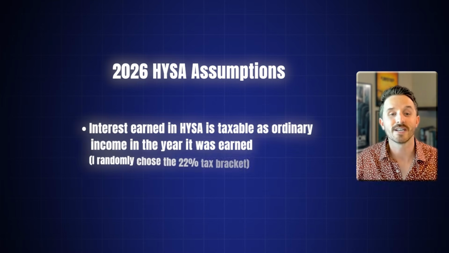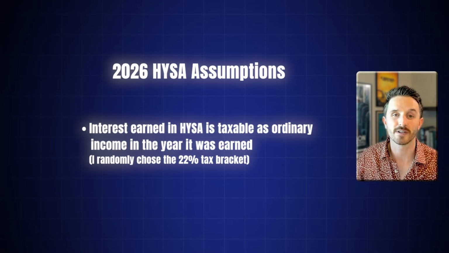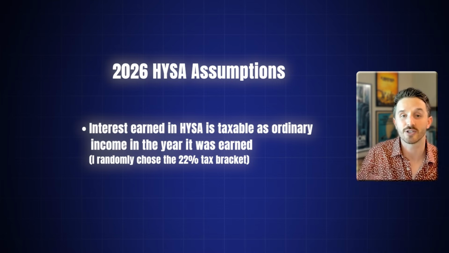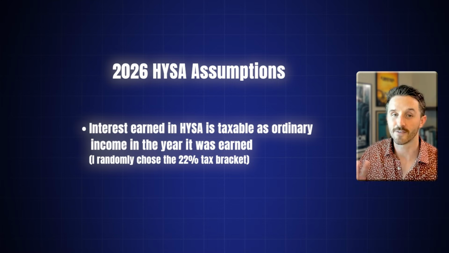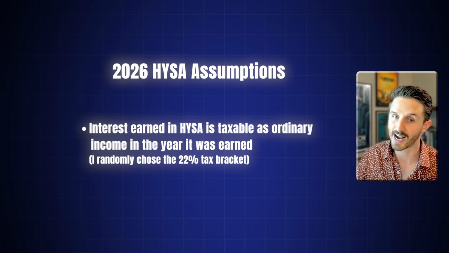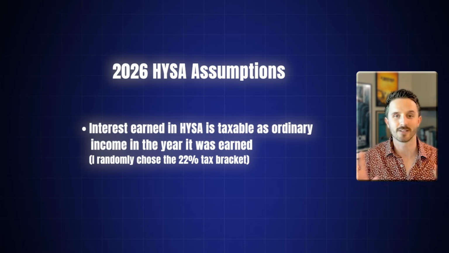And the interest earned in the high yield savings account is taxable as ordinary income in the year it was earned. And so I randomly chose the 22% tax bracket just because I want to be, once again, conservative, give it the benefit of the doubt. If you're contributing $50,000 a year, you're probably going to be in a higher tax bracket, but I'm just going to say, let's just imagine 22%.